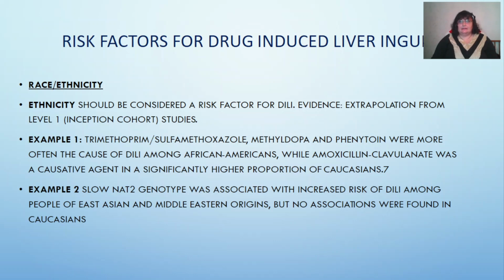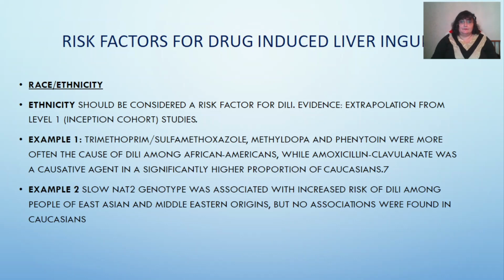Risk factors for drug-induced liver injury. We will now talk about race and ethnicity. Ethnicity should be considered a risk factor for DILI. Evidence extrapolation from level 1 inception cohort studies. Example: trimethoprim-sulfamethoxazole, methyldopa, and phenytoin were more often the cause of DILI among African Americans, while amoxicillin-clavulanate was a causative agent in a significantly higher proportion of Caucasians.